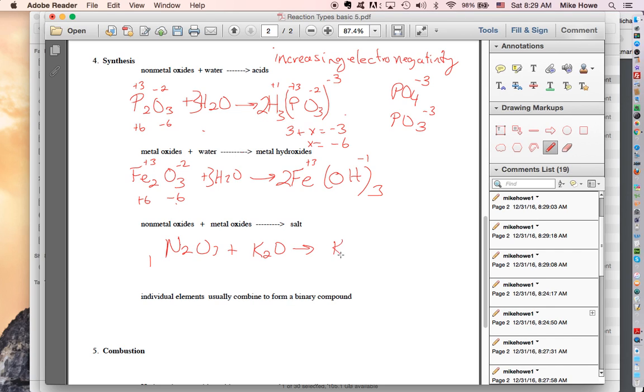And makes the salt. All right, now the salt's going to be a metal and a nonmetal combination, so we'd have K and N and O. And you may be wondering why I put them in this order, but you put them in order of increasing electronegativity, like we said up here.